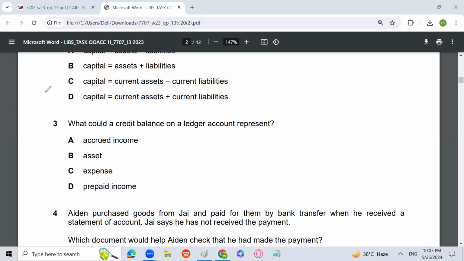So let me write it for you. Prepaid income means income received in advance. That is known as prepaid income, or it is also known as unearned income, meaning income received but not earned. So that is a liability because you have to provide the services to the other party. It is not yet provided, but you have received the amount.